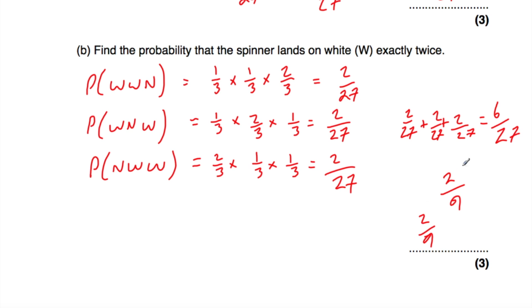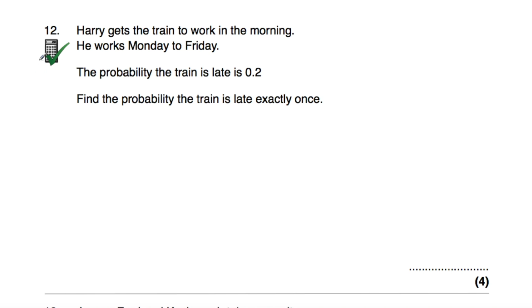And that's it. Okay, let's have a look at the next question, question number 12. Question number 12 is a calculator question, so that's great. I've got my calculator here. And it says that Harry's going to get the train to work in the morning, and he works Monday to Friday, and the probability that the train is late is 0.2. And that means the probability that it's going to be on time would be the rest, 0.8. So the probability of on time would be 0.8.